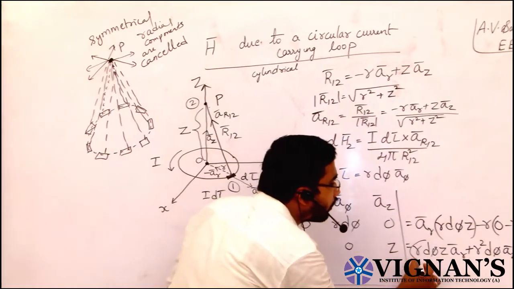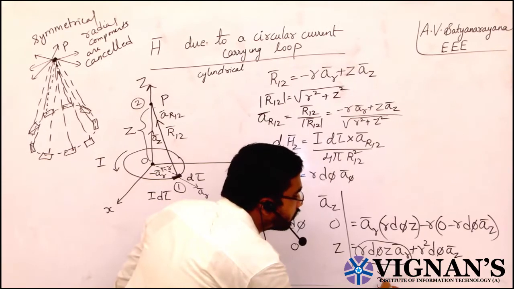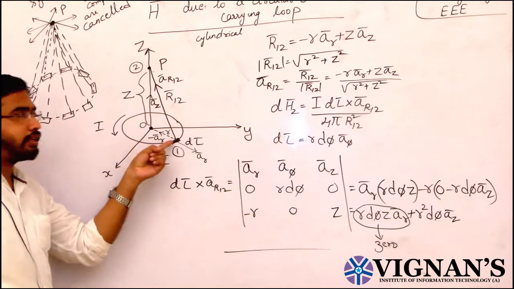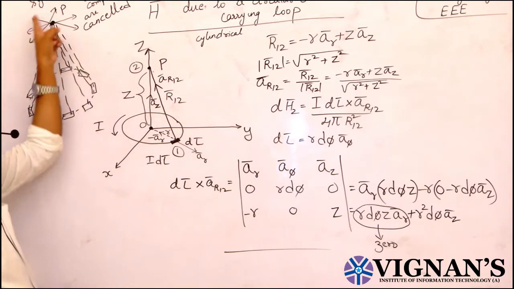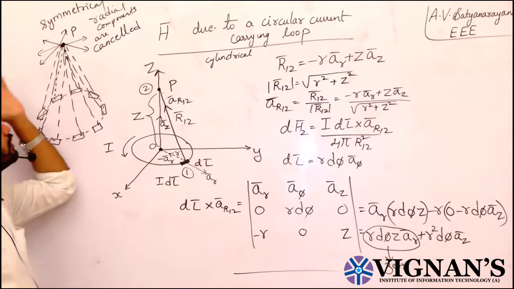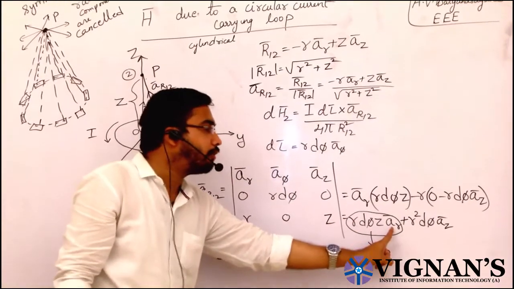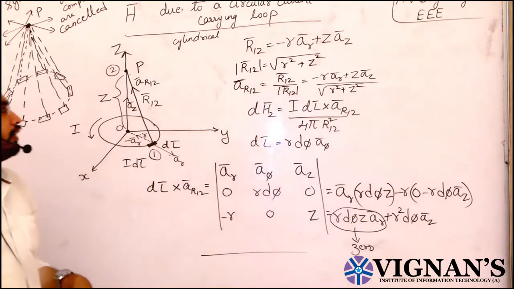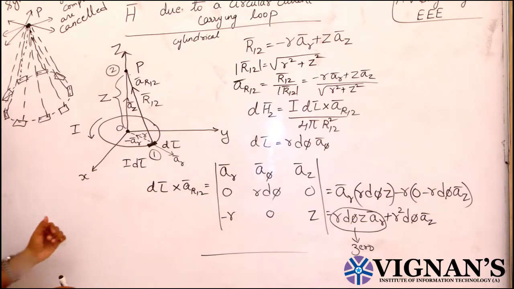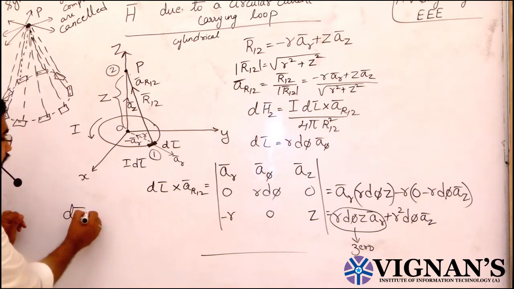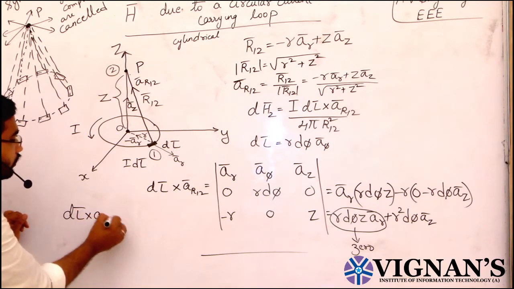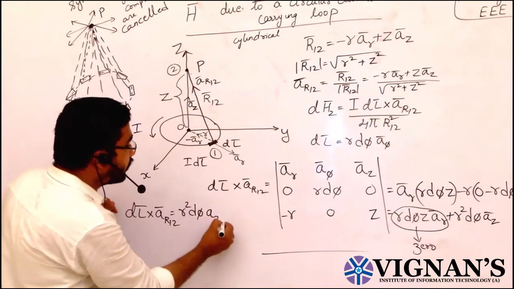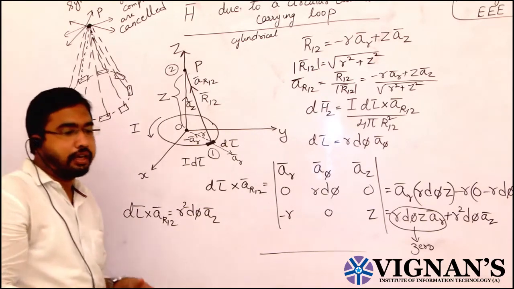This aR bar component can be taken as 0, because all these differential length dLs will produce minus aR bars at a point P. They all will be symmetrical and will be cancelled with each other, and this radial component aR bar can be neglected from this term. Okay, so after simplifying, what is your final determinant value? Your final determinant value dl bar cross aR12 bar is equal to r square d phi aZ bar. r square d phi aZ bar.